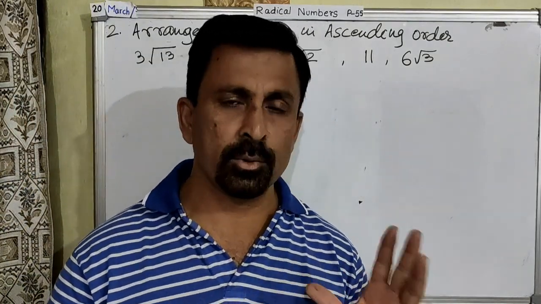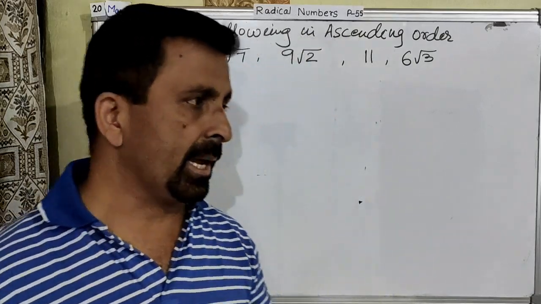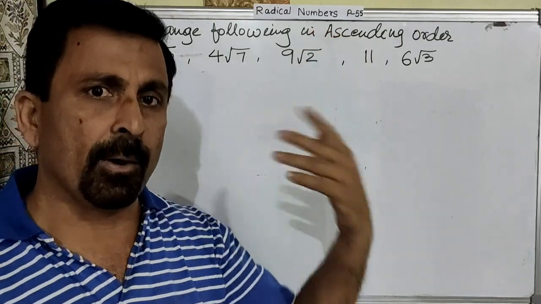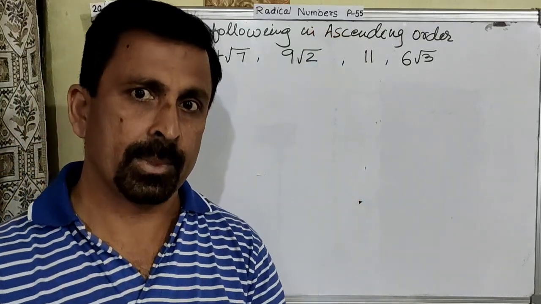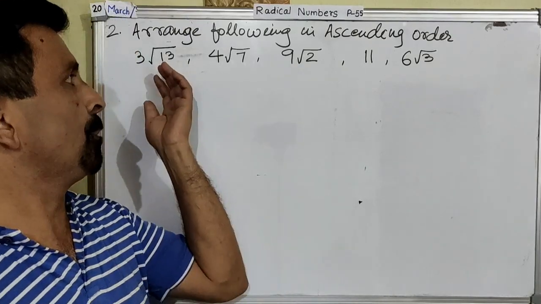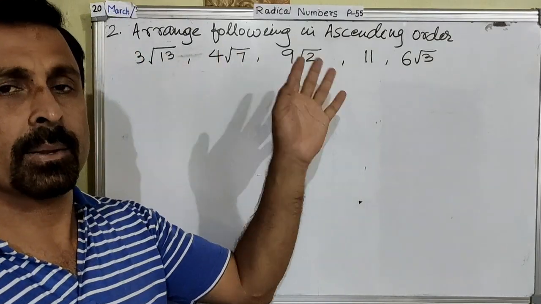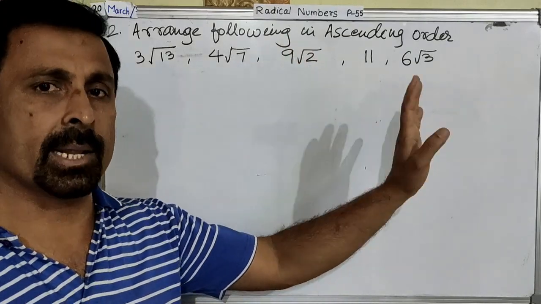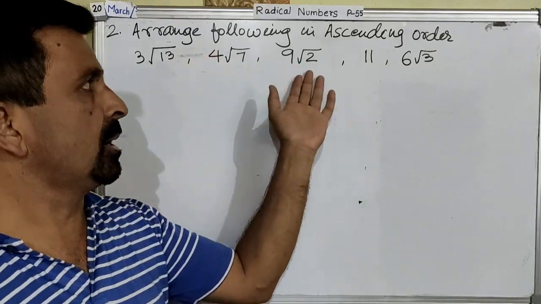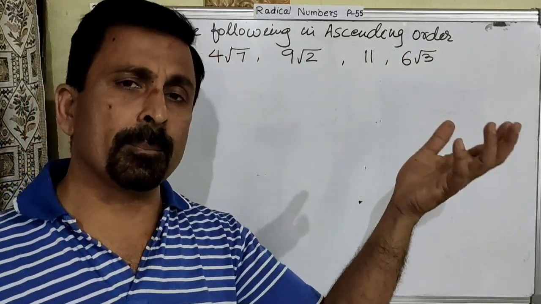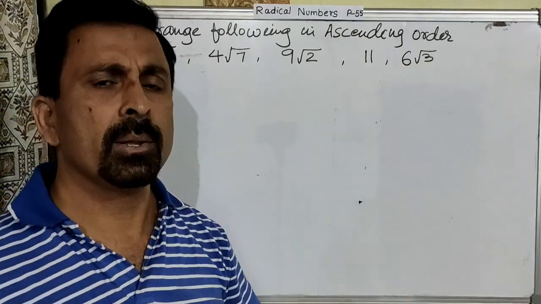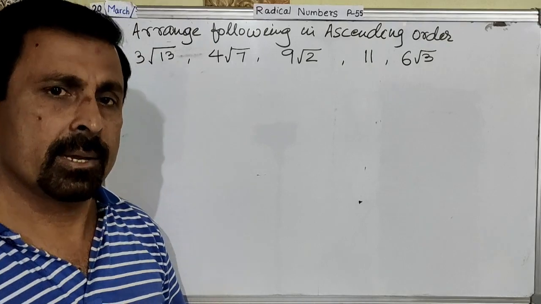Therefore, in order to do this, what we have to do is convert all these radical numbers, all the types of radical numbers, into the same format. The easiest method, the best method, is to completely change them into radical form. We will change all these terms into complete radical form. If we can change all of these into complete radical form, then we will be able to easily arrange them in ascending order.